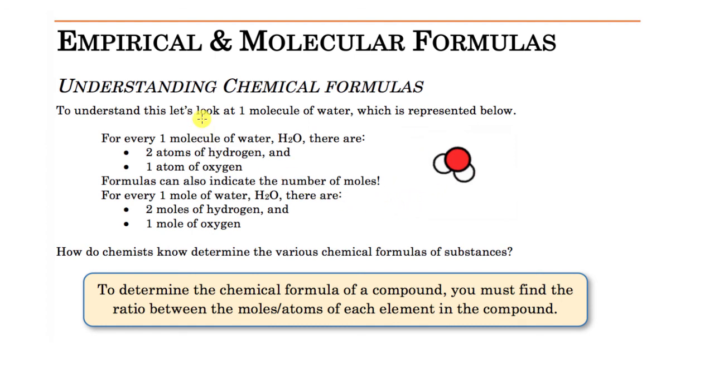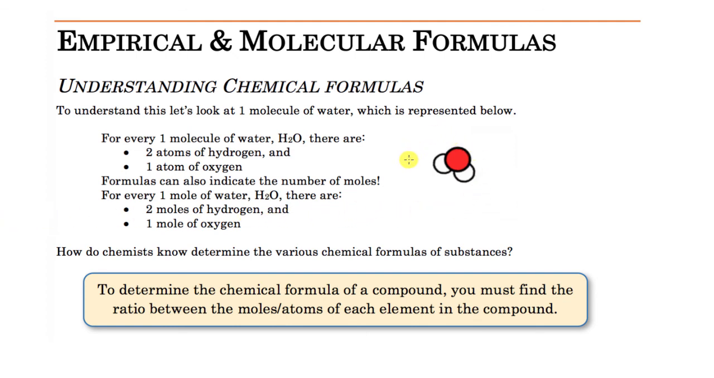And there are two different types of formulas we'll be looking at, what are called empirical and molecular forms. Okay, so before we get into the two different types, let's take a look at what a chemical formula actually tells us about the substance. I think that might be a good place to start.